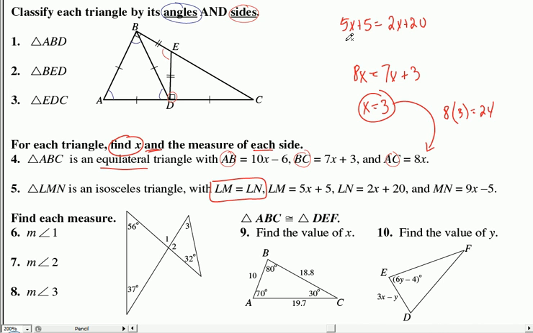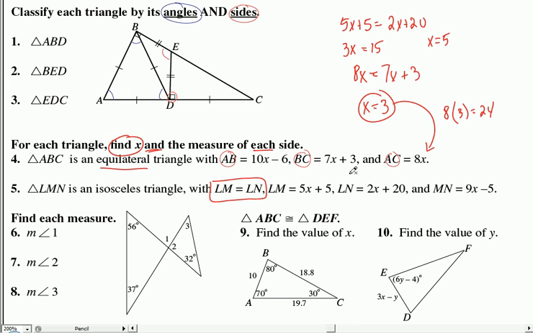Subtract 2x from both sides, what do you get? 3x. Subtract 5 from both sides, you get 15. You divide both sides by 3, so x is 5. So that's one of your answers. Then you've got to find the other 3 sides. So let's plug it in.